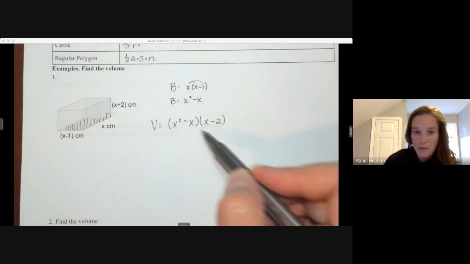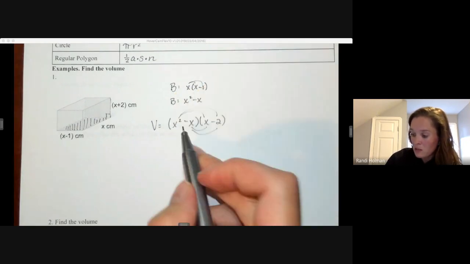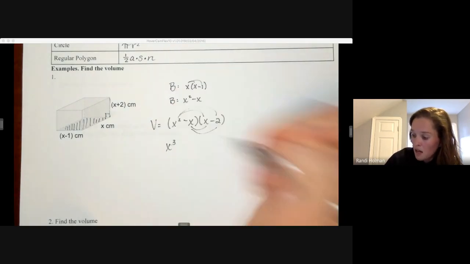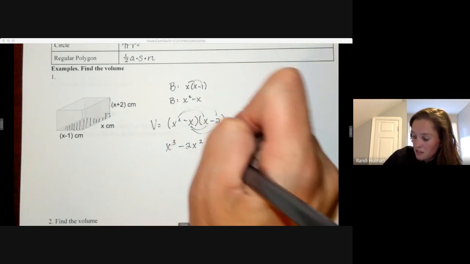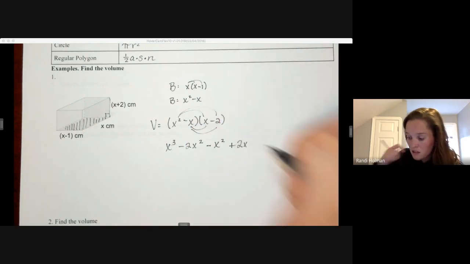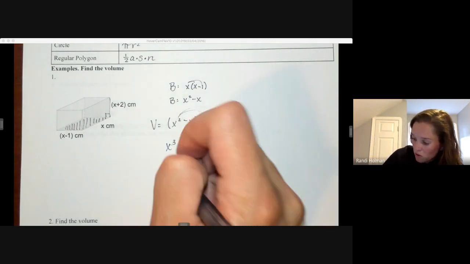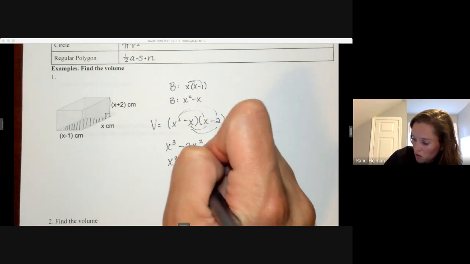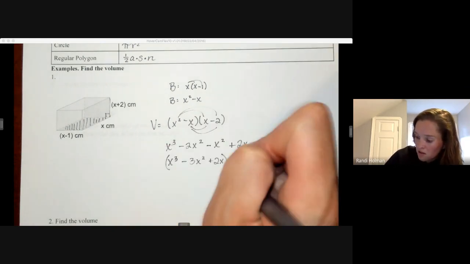So if we are multiplying a binomial times a binomial, we are going to distribute everything to everything. So x squared times x, here I have 2 factors of x times another factor of x. That's x cubed. X squared times negative 2 is negative 2x squared. Negative x times x is negative x squared. Negative x times negative 2 is positive 2x. And then we just check to see, do we have any like terms we can combine? And these two do combine. So we have negative 2 of them. We're subtracting 1 more, negative 3x squared plus 2x. And so this is our volume here.